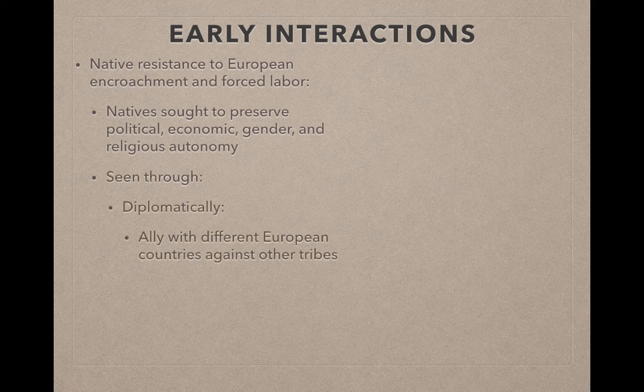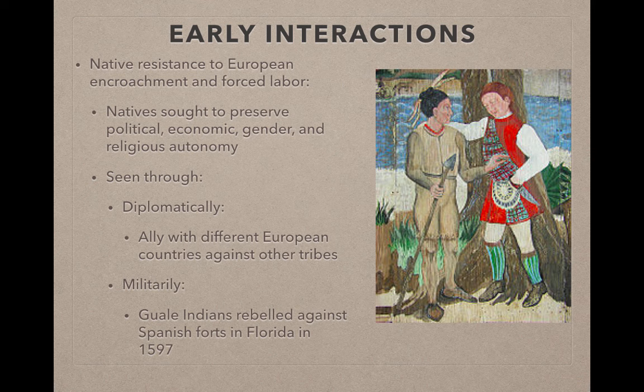And they will do this diplomatically by allying with different European countries against other tribes to try to remain autonomous within their regions. And militarily, an example is the Guale Indians. They rebelled against Spanish forts in Florida in 1597. So this is one of the early uprisings of Native Americans against European powers.